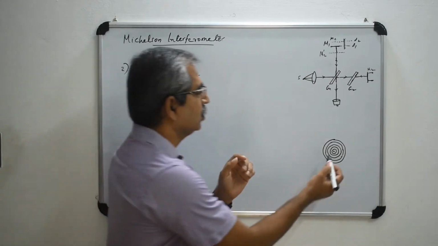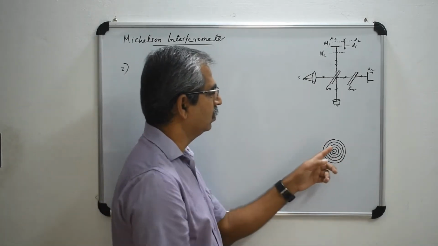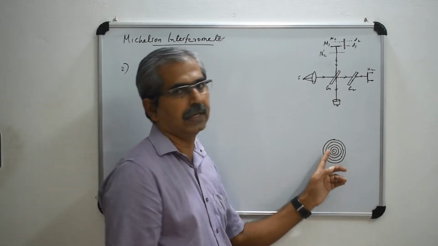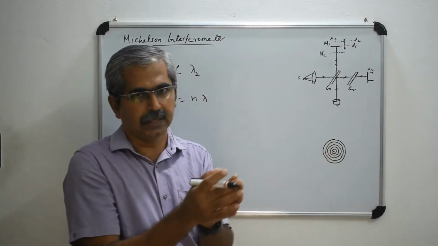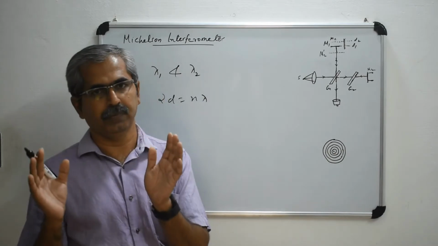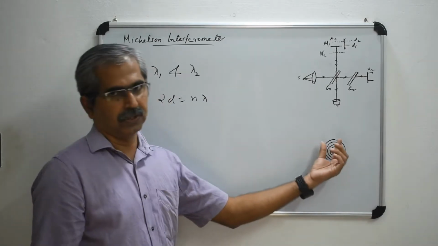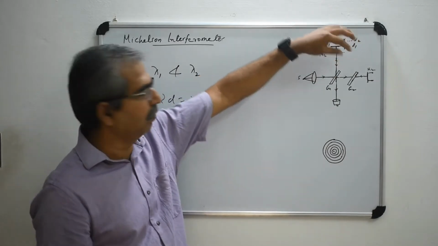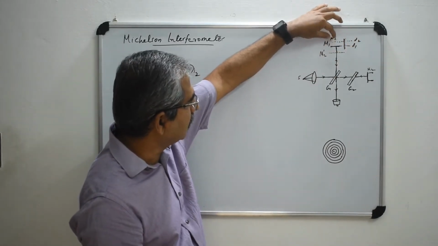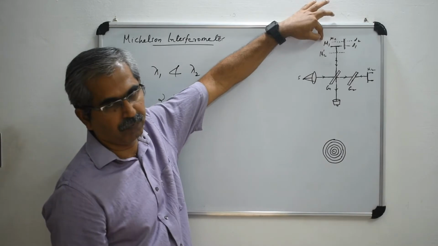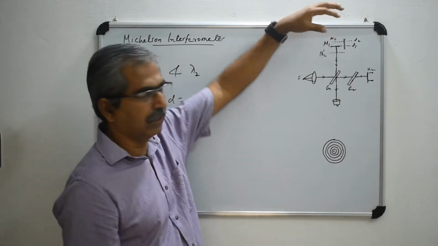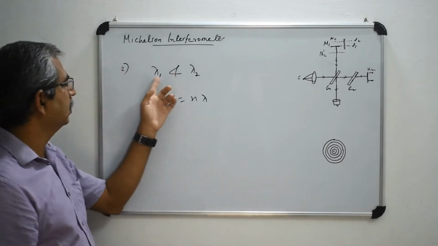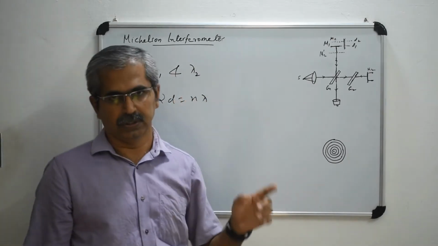So we are looking at the center, and near the center you can have a very clear appearance of dark region, bright region, dark region, bright region, and so on. You can actually obtain that by slowly moving the mirror M1. So these two ring systems corresponding to lambda 1 and lambda 2 coincide.